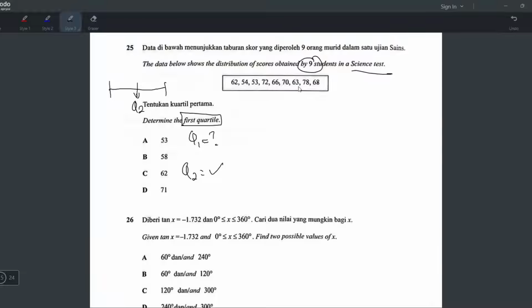But before finding the middle value, make sure you arrange all the numbers in ascending order. So ascending order, tertib naik. Yeah. So let's start from 53, 54. Next, 62, 63. And then 66, 68. And then 70, 72, 78. All right. Now, to find the middle number, you can do it like that. Boom, boom, boom, boom, boom, boom, and then boom. Okay, so you can see that the middle number is here, 66.